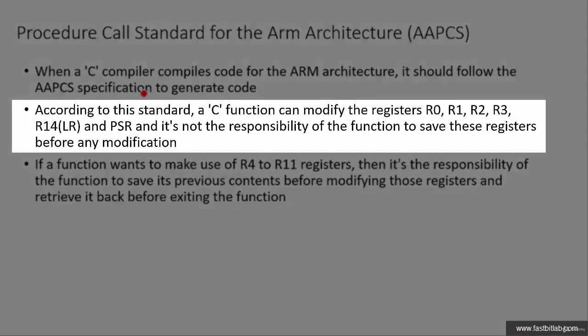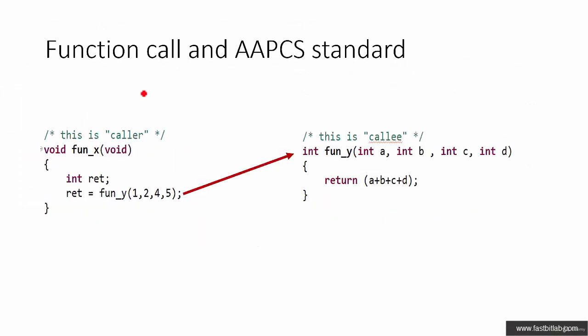According to this standard, a C function can modify the registers R0, R1, R2, R3, R14, and PSR, and it's not the responsibility of the function to save these registers before any modification. For example, let's say there is a function Y. In this function, you want to modify R0 or R1 or R2, something like that.